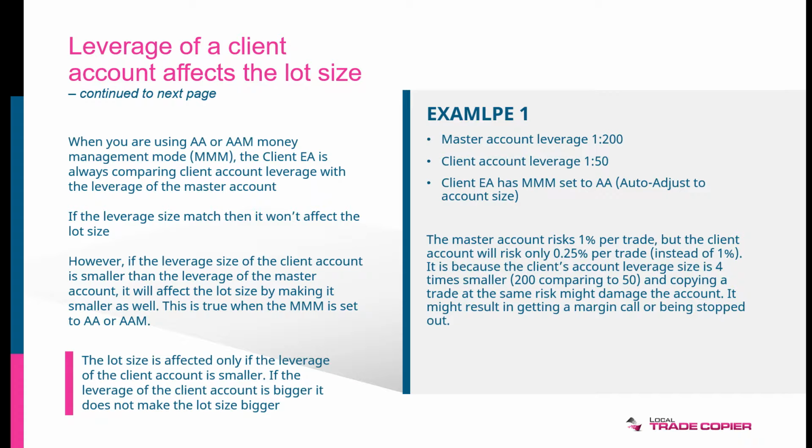So here's an example. Let's say the master account leverage is 1 to 200 and the client account leverage is 1 to 50. The client EA has the MMM set to auto adjust to account size. Then the master account risks 1% per trade, but the client account will only risk a quarter of that, instead of 1%. It is because the client's account leverage is 4 times smaller, like comparing 200 leverage to 50.